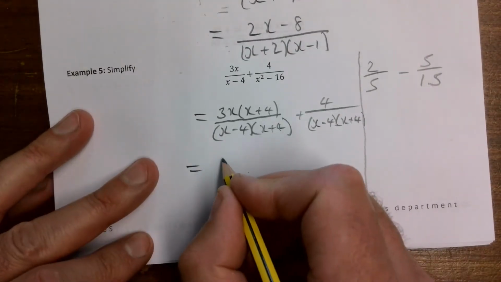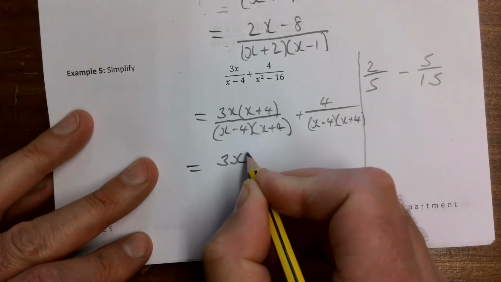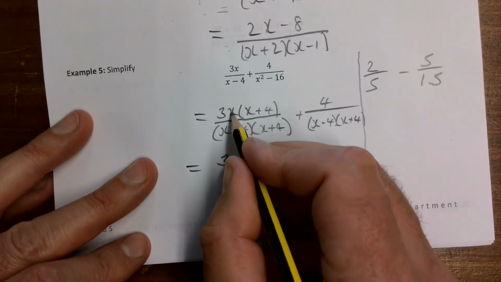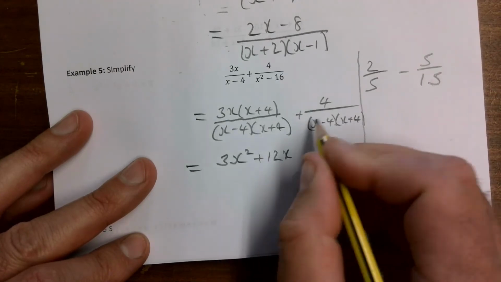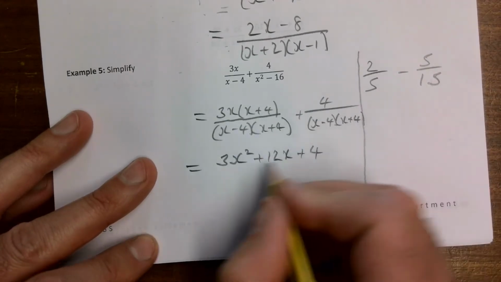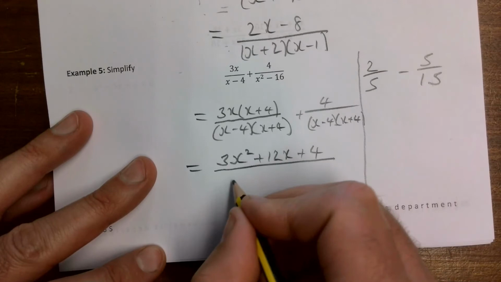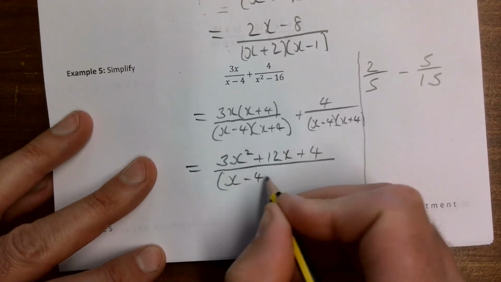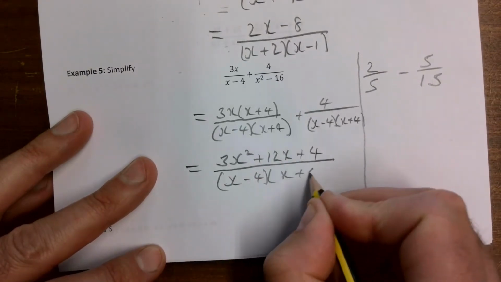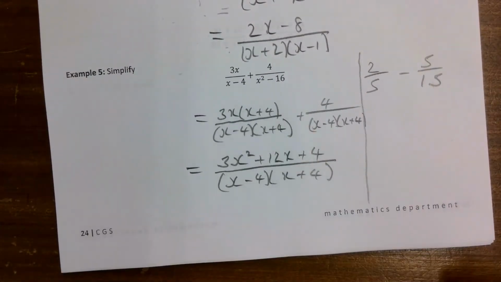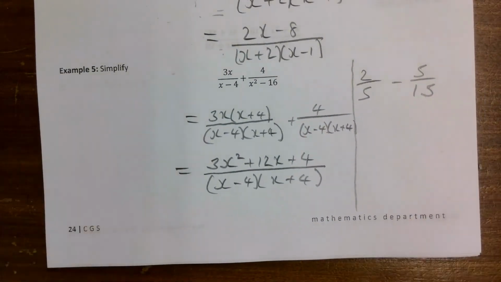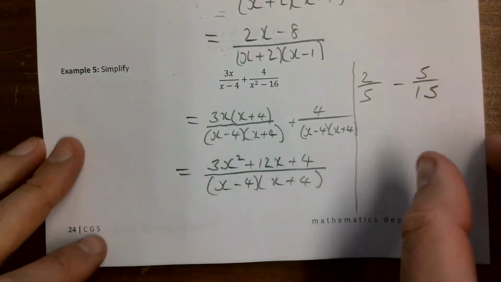Tidying up our top line then, so we're going to have 3x squared plus 12x plus 4 all over x minus 4 upon x plus 4, or if you want, it might look a wee bit tighter if you write x squared minus 16 then as your final line as well. Either of those will be fine.